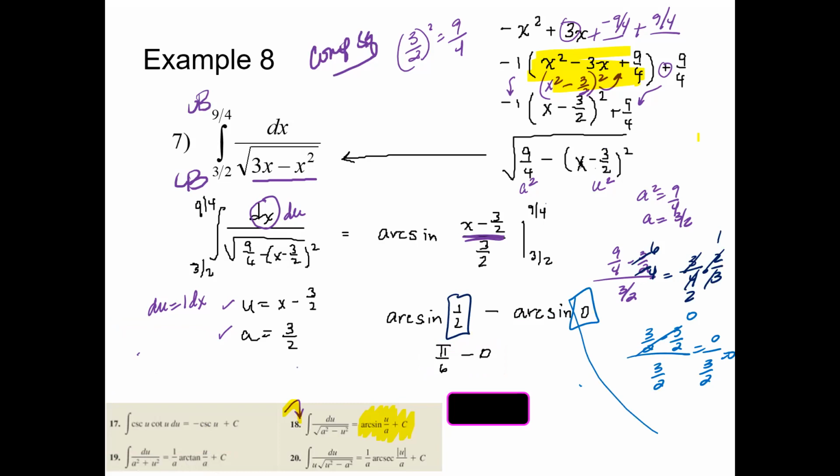What is arc sine of 1/2? Pi/6. Arc sine of 0 is just 0. So your answer here is just pi/6. And that is your area underneath this integral.